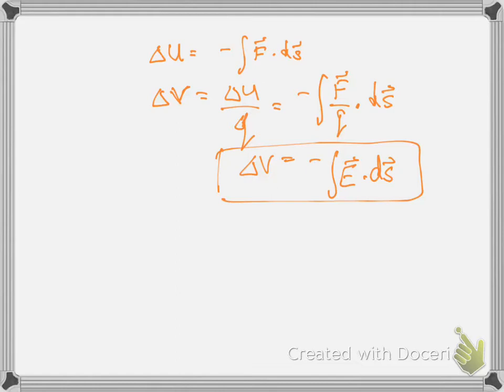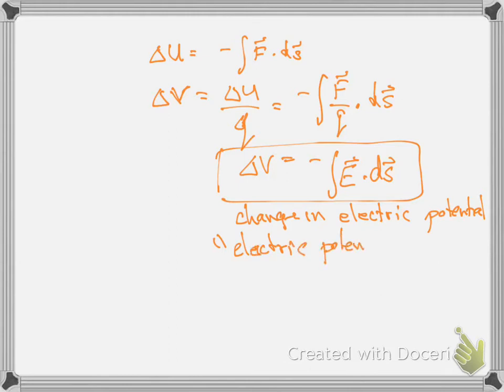One last thing, and then I'll shut up for today. Delta V is the change in electric potential between 2 points in space. It is actually called the electric potential difference. Either is okay, but the official term is electric potential difference. It's the difference in electric potential between 2 points in space.